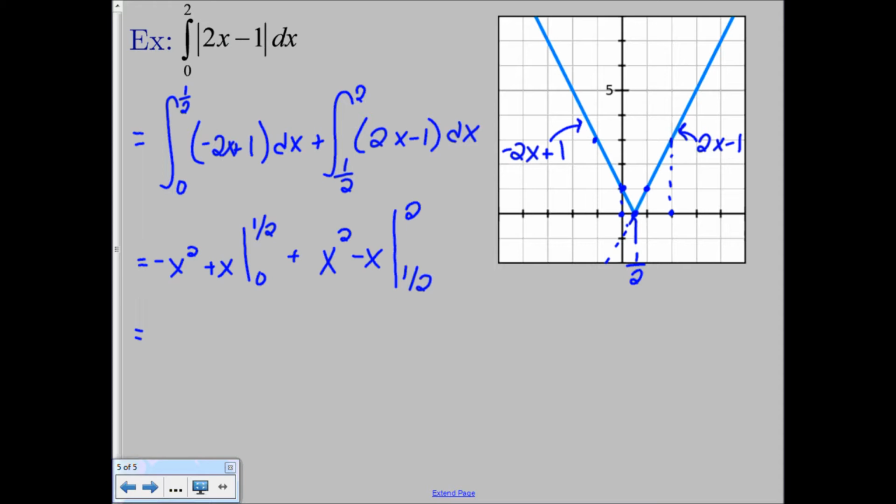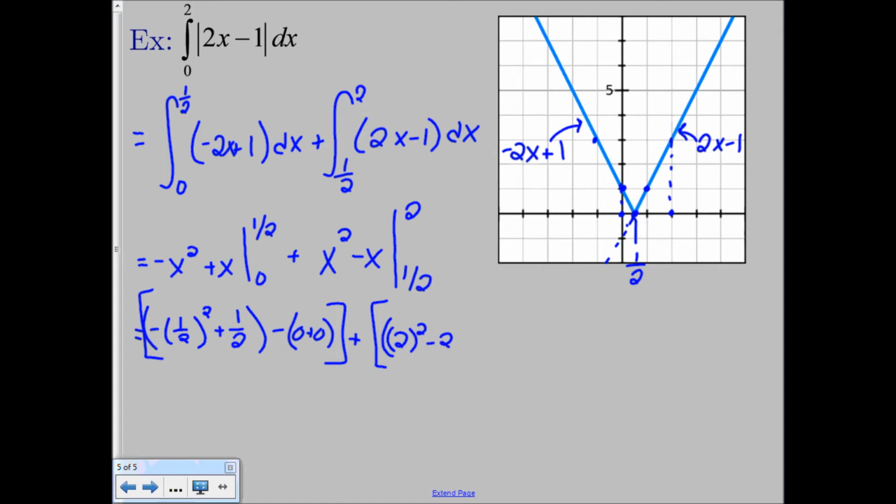So now we're going to plug in the 1/2 first. So we're going to get negative 1/2 squared plus 1/2. Put brackets around the first one as well. Minus 0 squared is 0 plus 0, so we don't even really need that one. And then plugging into the second one, we plug in the 2 first because it's on top. So we get 2 squared minus 2 minus 1/2 squared minus 1/2.